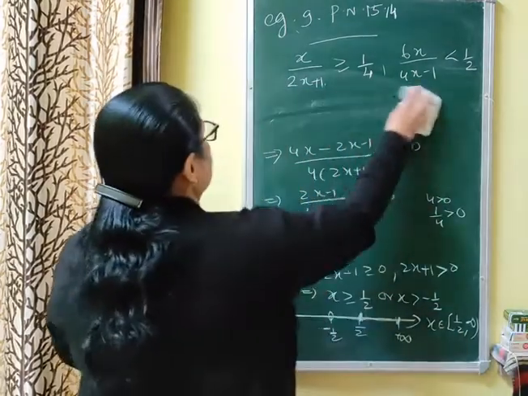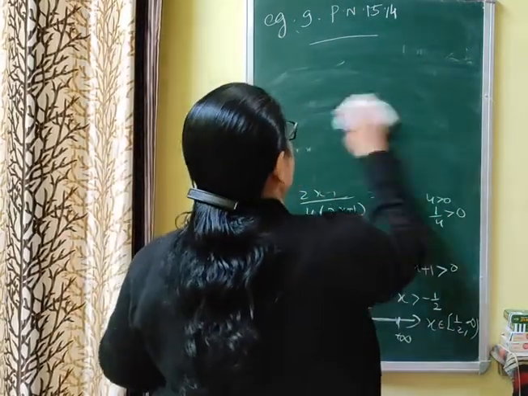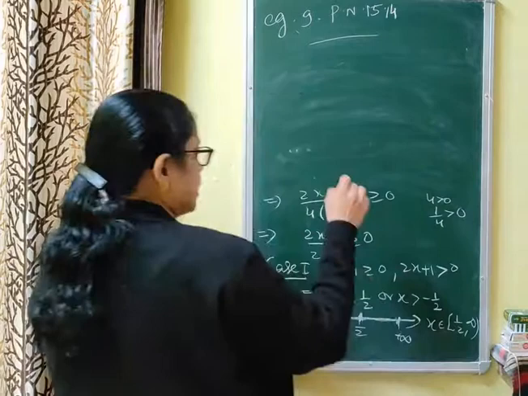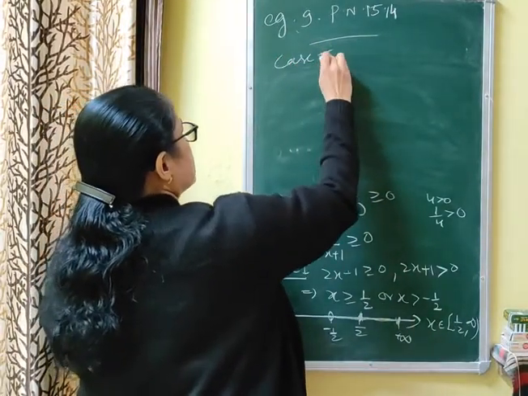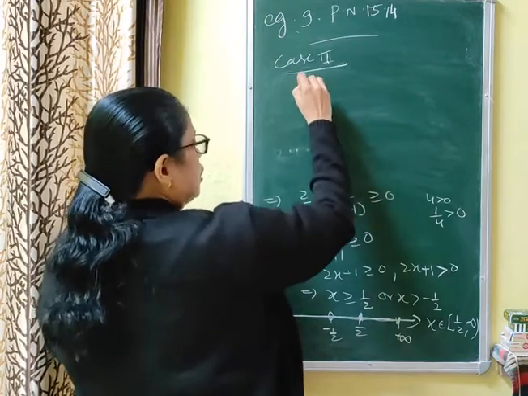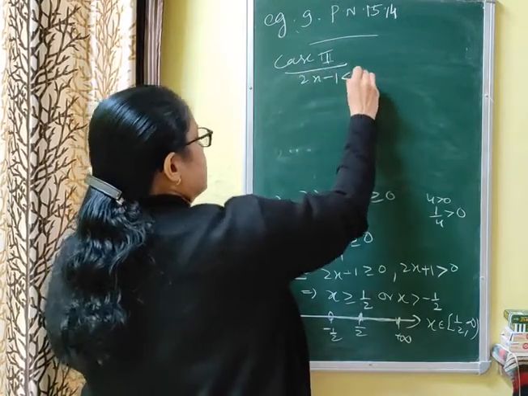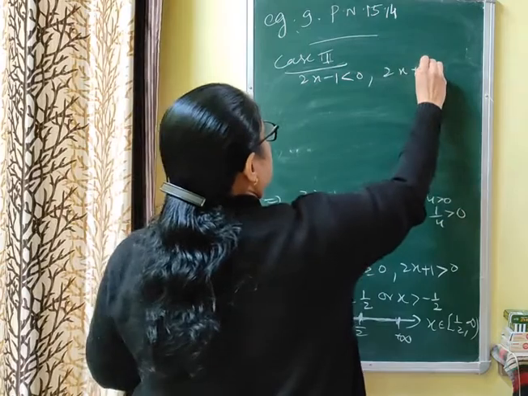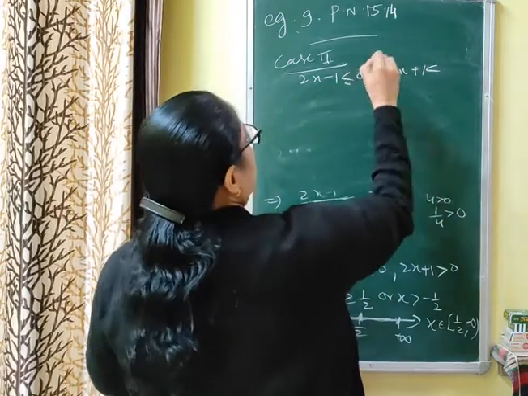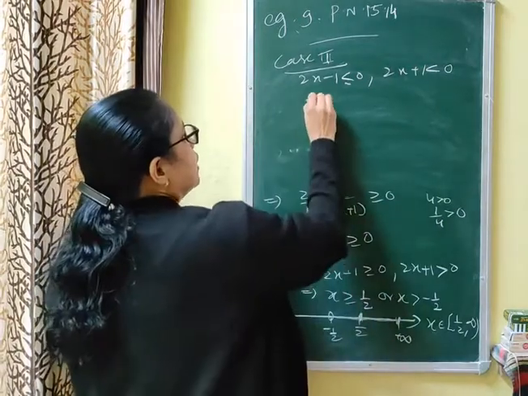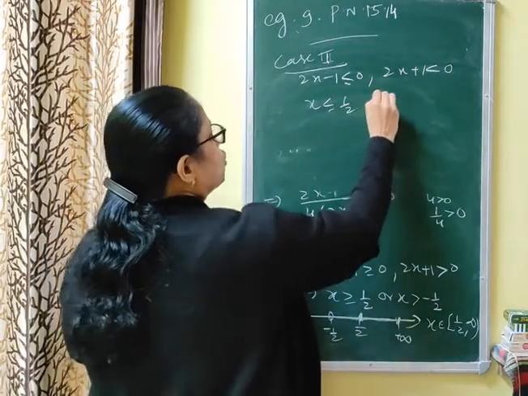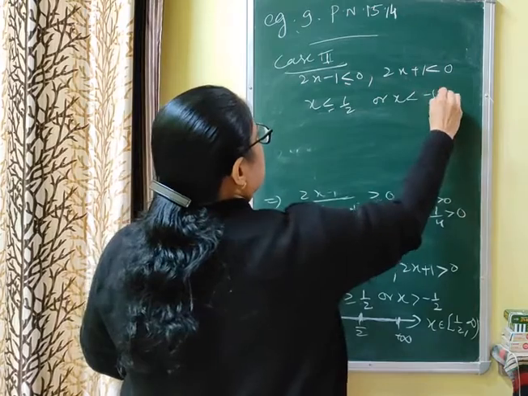What is the second case? This question you can expect for at least 4 marks. Second case में क्या लेना है? You have to take both are negative. That is case 2. 2x minus 1 less than 0 and 2x plus 1 less than or equal to 0, and 2x plus 1 only less than 0 because it is the denominator. That implies x less than or equal to 1 by 2 and x less than minus 1 by 2.